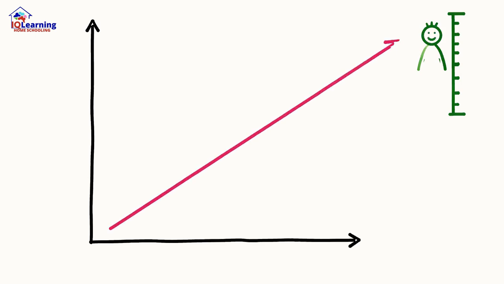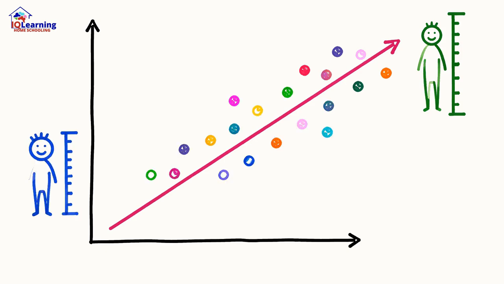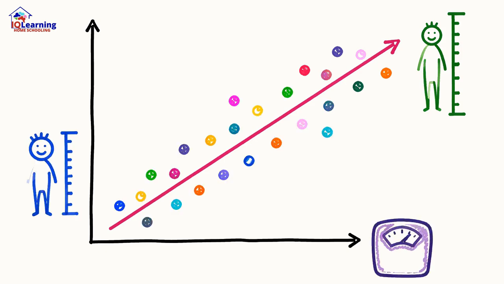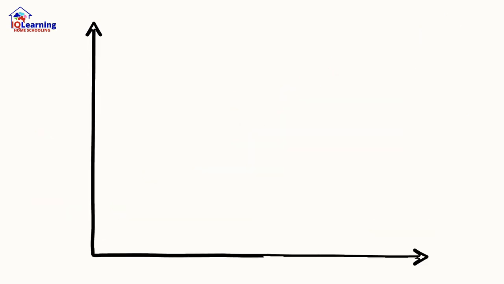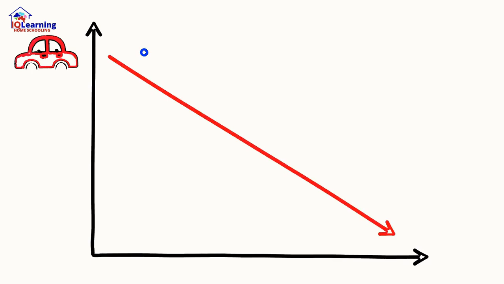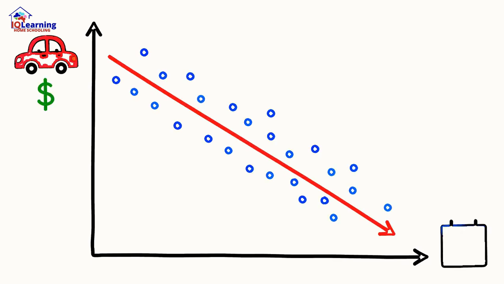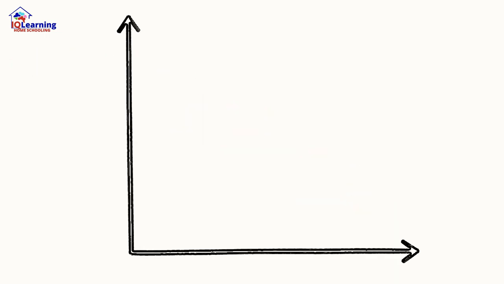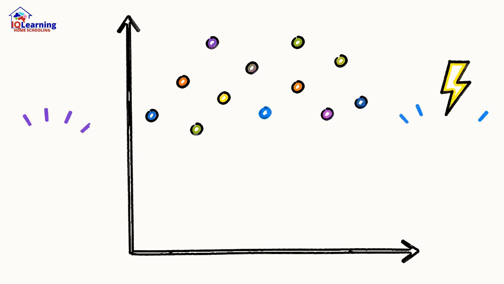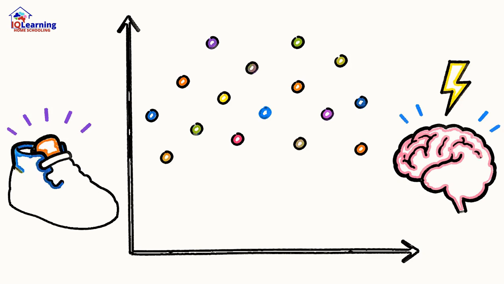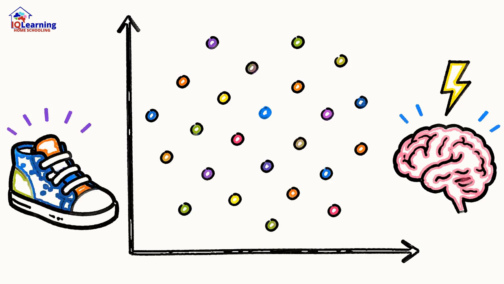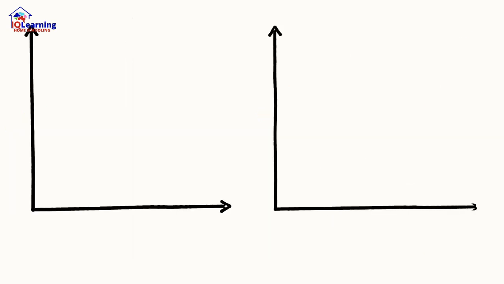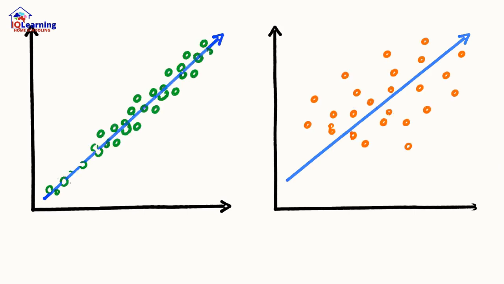If they form a line sloping up to the right, that's a positive correlation. As one thing increases, so does the other. Think height and weight. If the line slopes down, it's a negative correlation. As one increases, the other decreases, like a car's age versus its value. And if the dots are just a random cloud, that's zero correlation. Your shoe size has nothing to do with your IQ. The strength of the relationship depends on how tightly these dots hug a straight line.